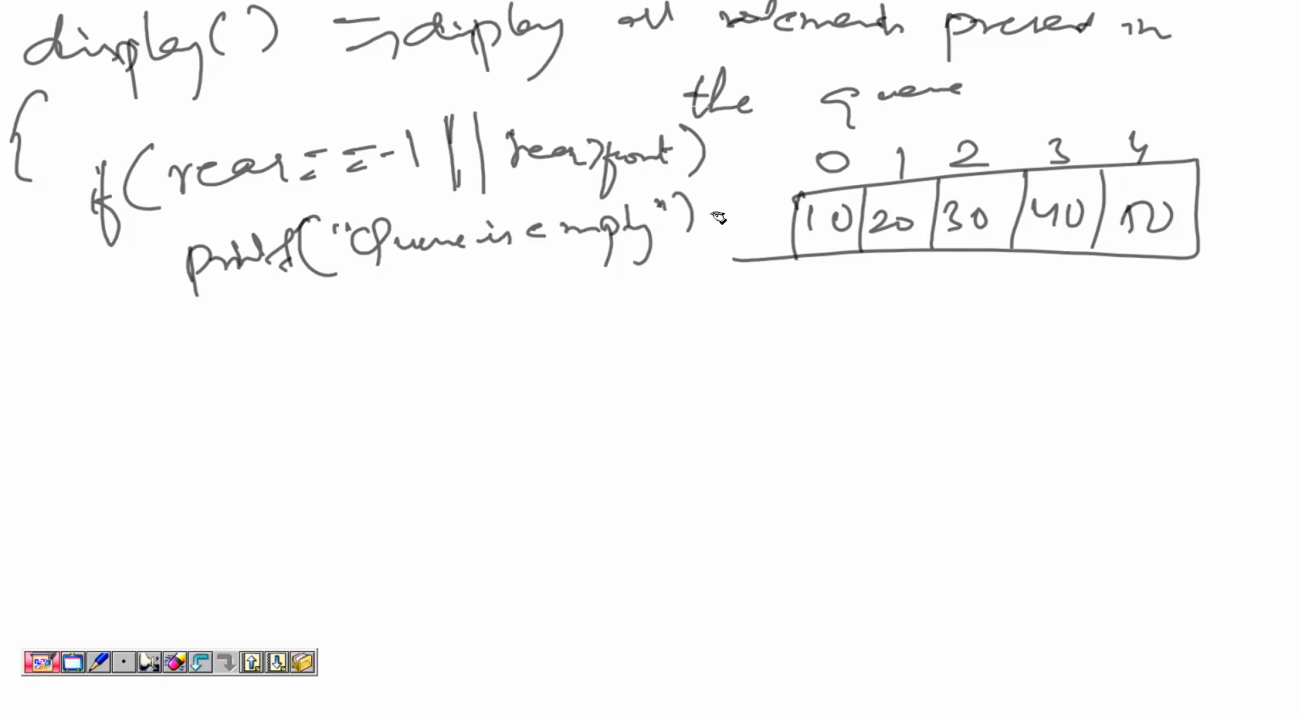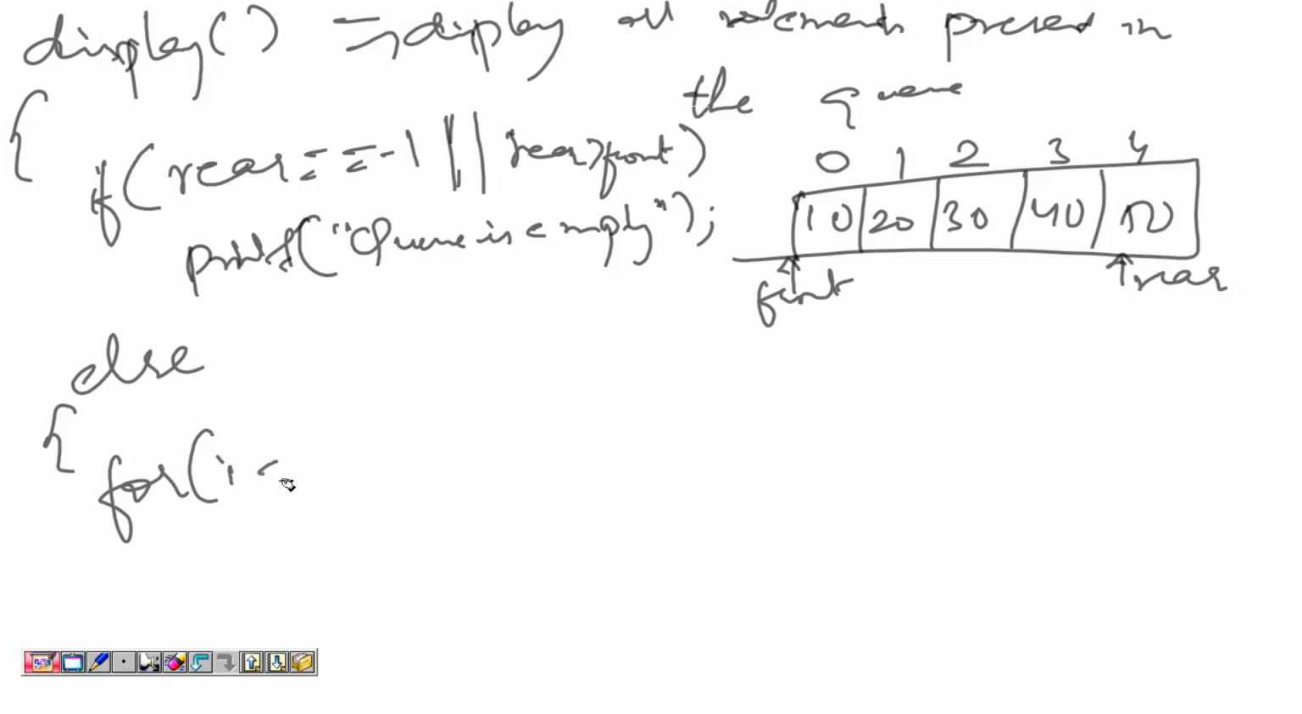Why are you checking for the underflow condition here, that is, whether the queue is empty? Because you have to display elements. If there are no elements, there is no use of displaying them, right? That's why you're checking for the empty condition. If the queue is not empty, you have to take a for loop. Front is pointing here and rear will be pointing to this one. So what I need to write here: i equals front, i less than or equals rear, i plus plus. What do I have to do here? I just need to print all the elements.